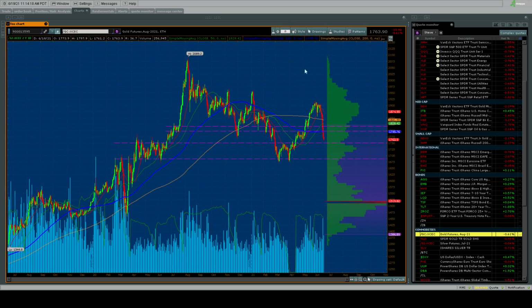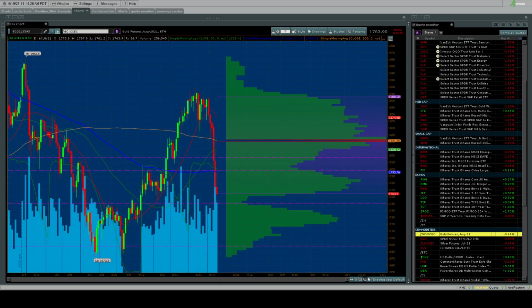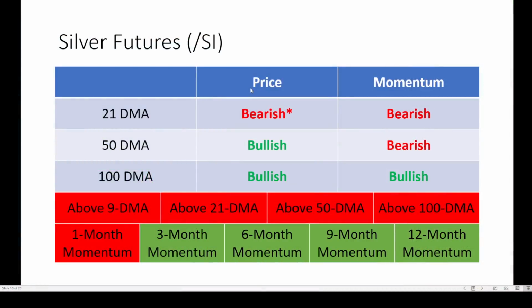Yikes. But you saw the volume profiles telling you. You can see it. This is where sellers are at. They're there. Now, is there money from the buyers to hold that up? That is a question. Silver, interesting. Let's take a look at silver.